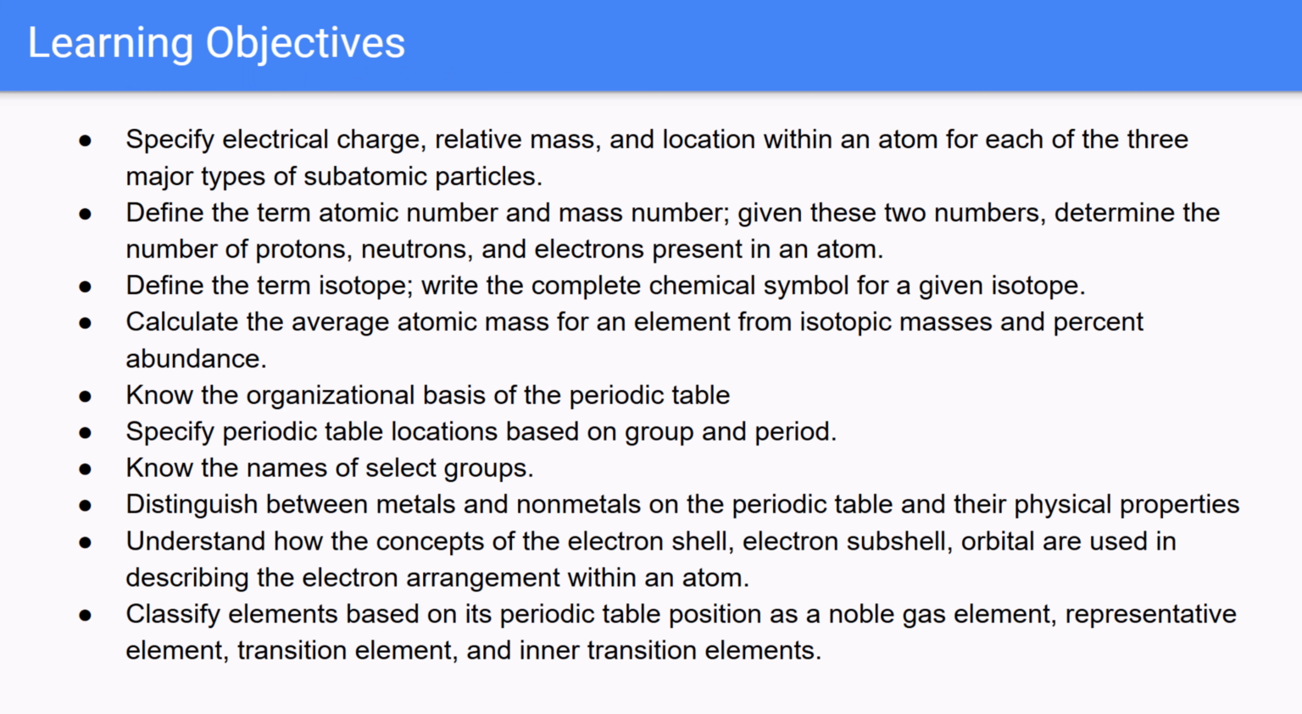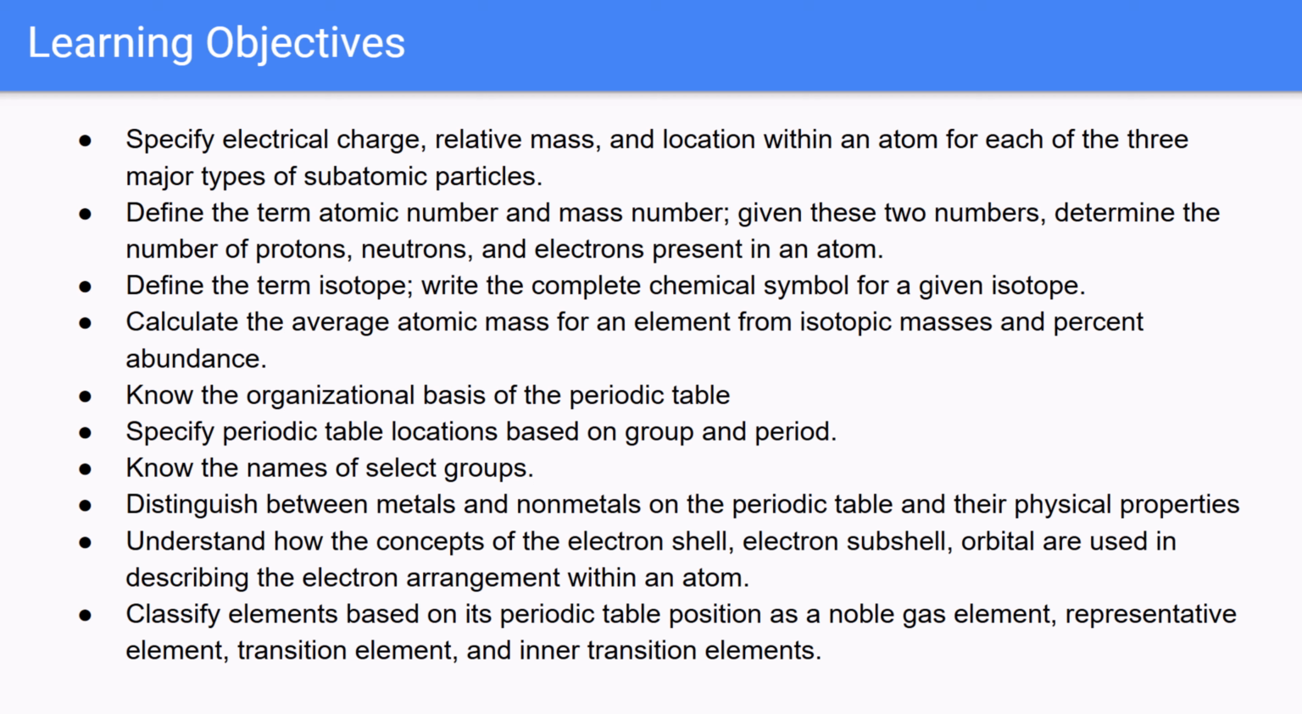So what we're going to do to start off with is look at our learning objectives just like we always do, and I'm just going to run through these relatively quickly. We need to be able to specify electrical charge, relative mass, and location within an atom for each of the three major subatomic particles. Define the term atomic number and mass number, and given these two numbers, determine the number of protons, neutrons, and electrons that are present in any given atom.